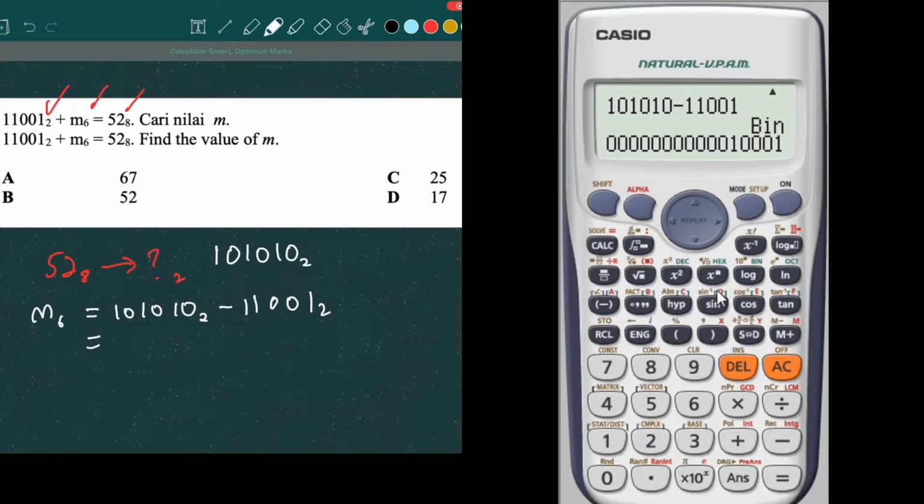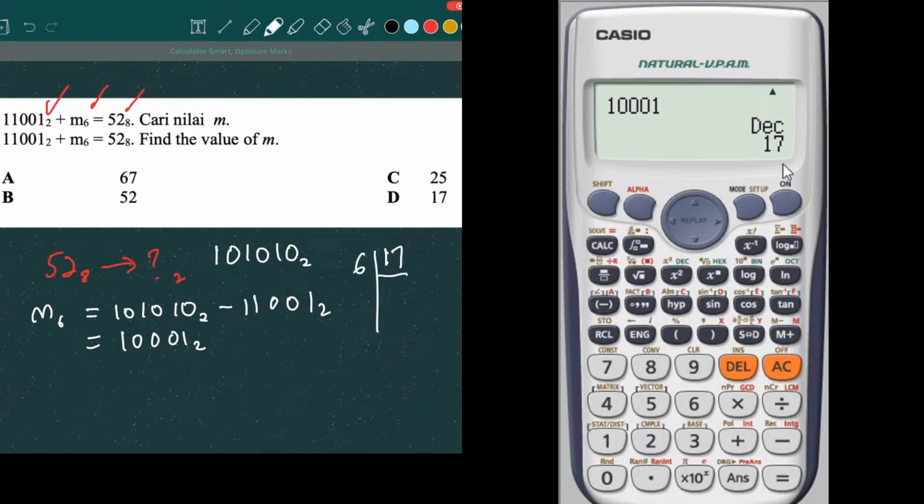Okay, so this one is still in base 2 kan? Okay, 1001, base 2. So kena tukar pada base 10. Okay, we just tekan je dat, dapatlah 17. Okay, so bila kita dapat 17, apa kita akan buat? 17 ni kita divide lah with 6 sebab nak dapat jawapan kita dalam base 6.